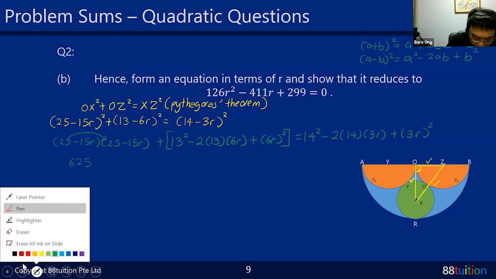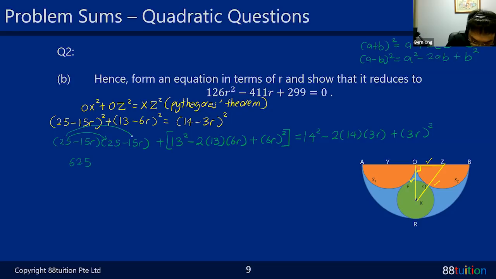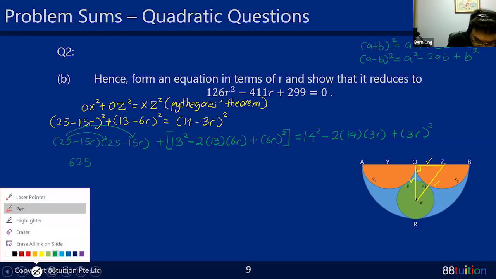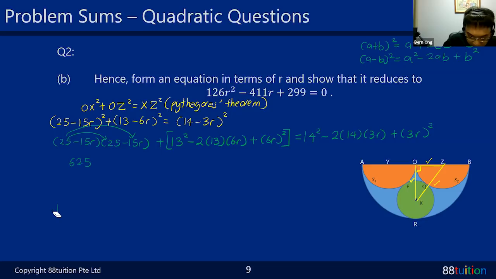Let me change the color to white, I think green is a bit hard to see. I think I'm stuck with green, sorry about that. So 25 times 25 is 625. 25 times minus 15 will give you minus 375. Minus 15 times 25 will give you another minus 375. Minus 15 times minus 15 will give you plus 225.